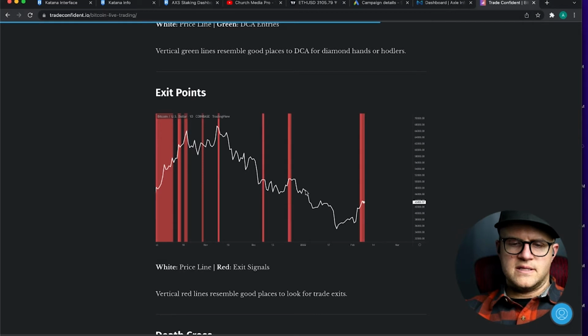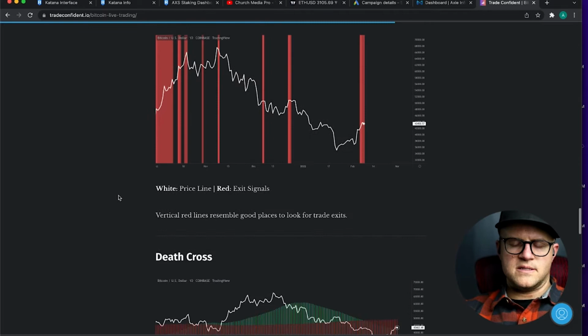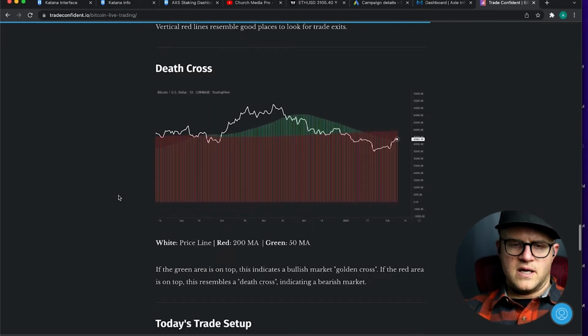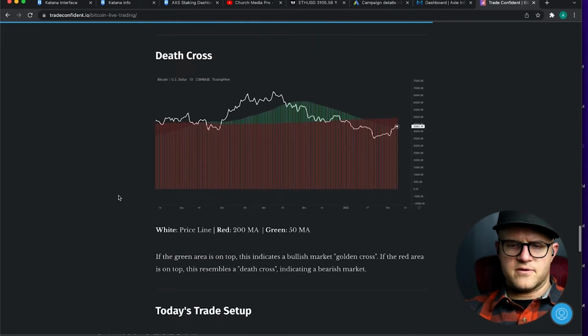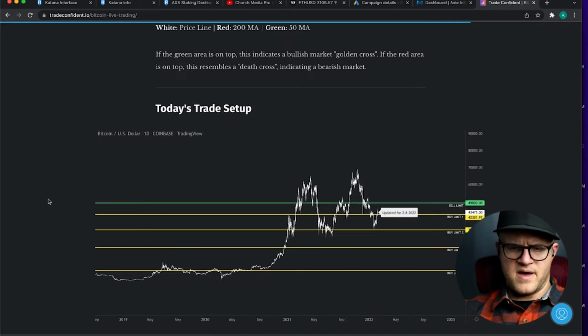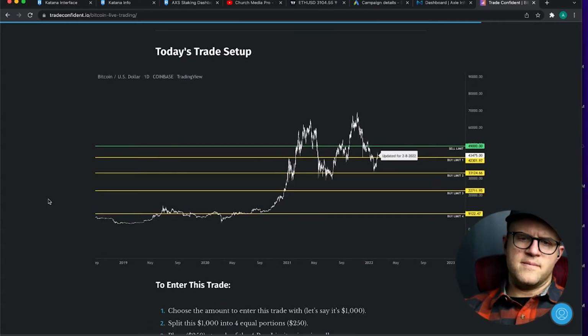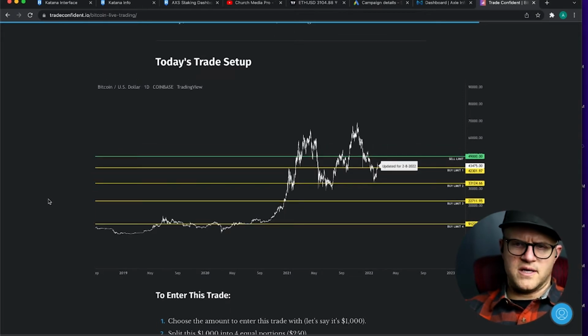And if you do look at these guys, every single one of these lines has a fall after it. So we probably will see a little bit of a decline in the current price here. I think that's going to be very short term though, because I think we're hitting a bull market again. So it shows you the death cross, not as significant in my opinion. And then these are the trade setups. And this is one of the beauties of the Trade Confident platform.